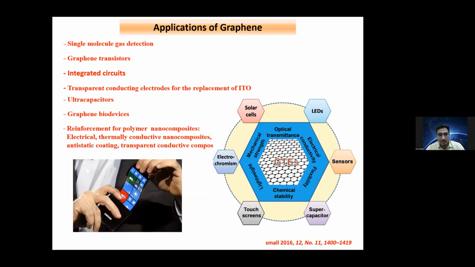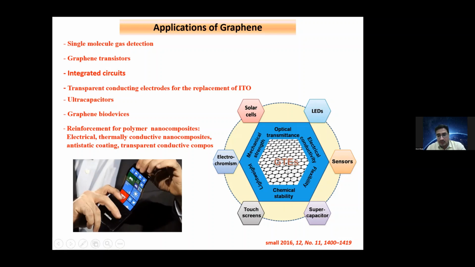So people are working on the application of graphene in many fields, and it covers almost all areas of science and technology, like gas sensors, gas detection, and graphene transistors. Although graphene transistors are not very successful because of the zero band gap, the on-off ratio is very low compared to other semiconducting materials. Integrated circuits can be fabricated using graphene, and the most important application of graphene is as a transparent conducting electrode, and also ultracapacitors, graphene biodevices, and nanocomposite materials, and many other applications. So I will focus only on graphene as a transparent electrode material.